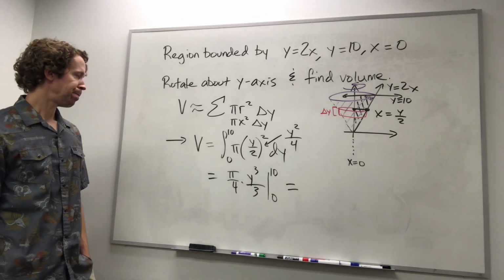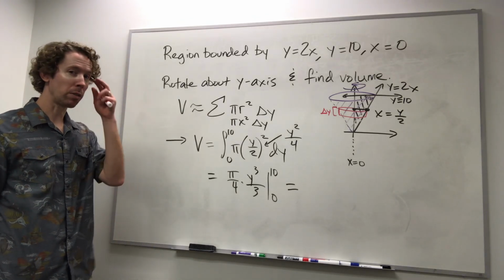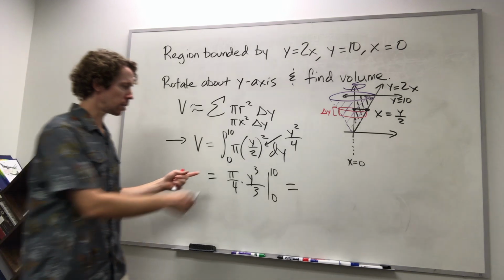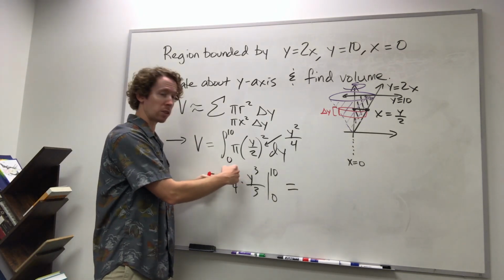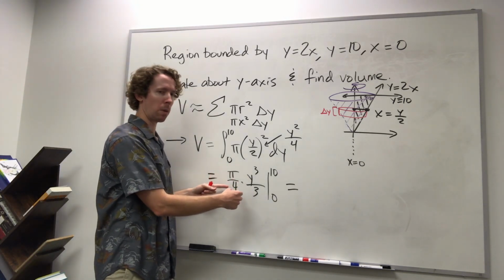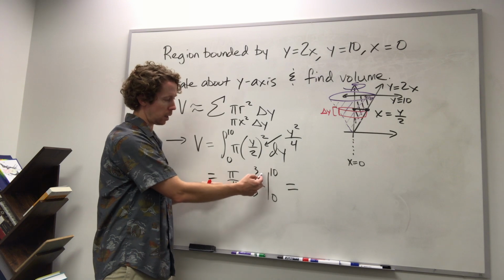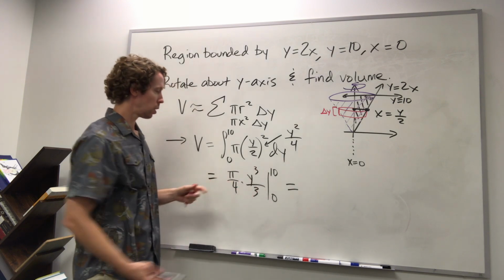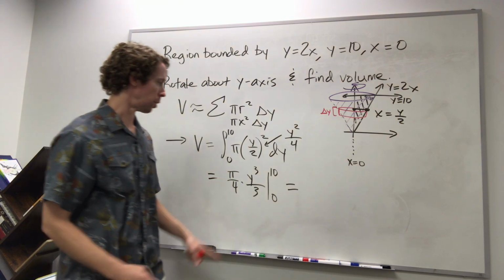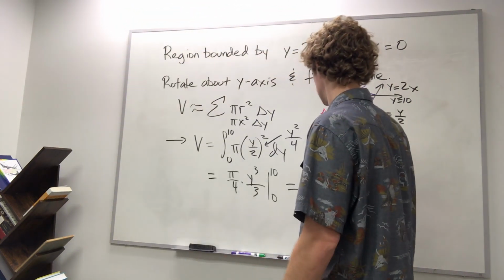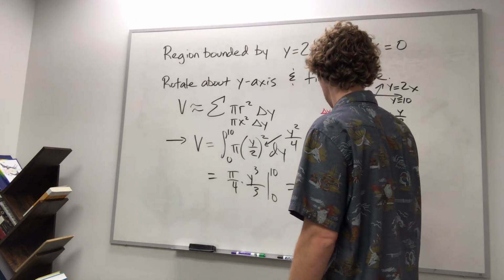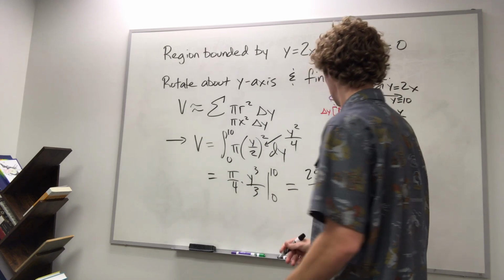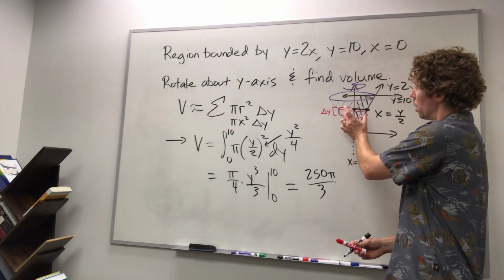I want to simplify this. So this is going to give me 1,000 pi on top and then 12 on the bottom. But 1,000 divided by 4 is 250. So this will be 250 pi over 3. That's the volume of this purple cone.